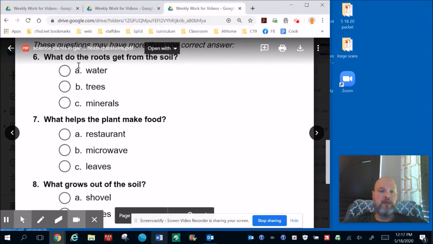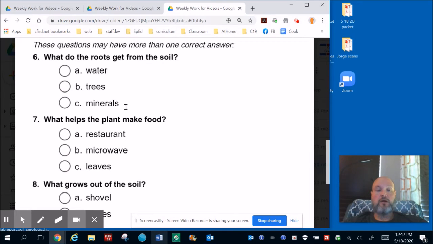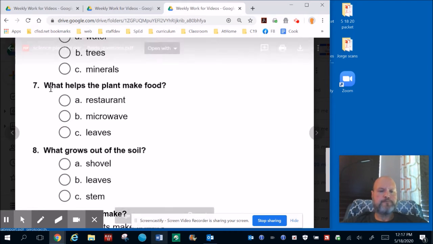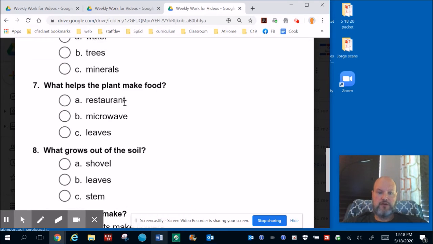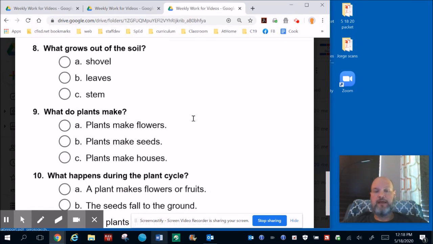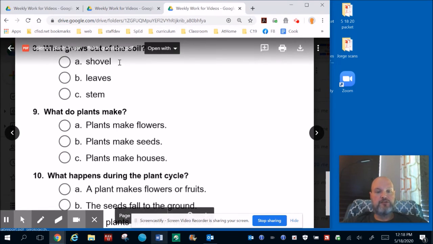Question number 6. What do the roots get from the soil? Water, trees, minerals. Mark all of the correct answers. Question number 7. What helps the plants make food? Restaurants, microwaves, or the leaves? Question number 8. What grows out of the soil? Shovel, the leaves, or the stem?